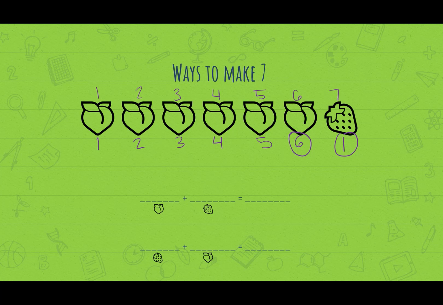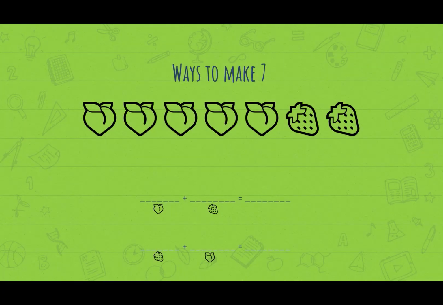So now let's fill out our addition sentences. So we need to know the number of peaches we have and the number of strawberries we have. So we have 6 peaches plus 1 strawberry equals 7 fruit altogether. And now we can try it again, but starting with our strawberries this time. So if we have 1 strawberry plus 6 peaches, then we still have 7 fruit altogether. So this is another way to show 7. A group of 6 and a group of 1.